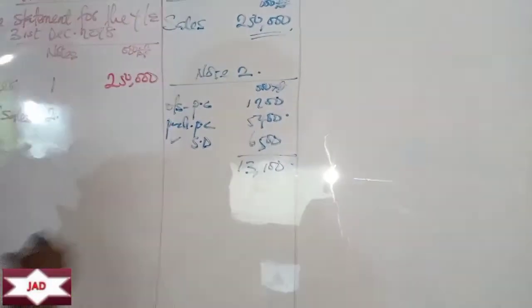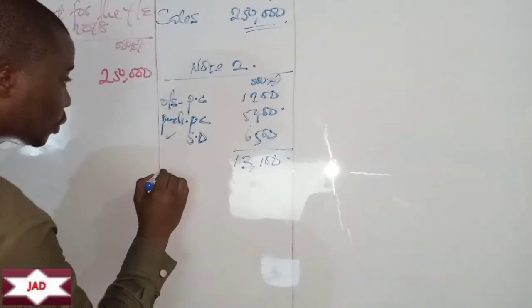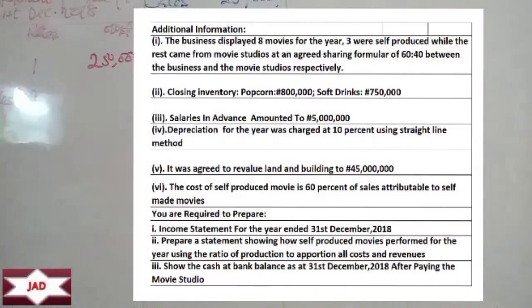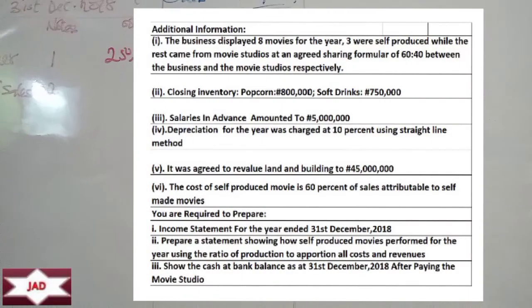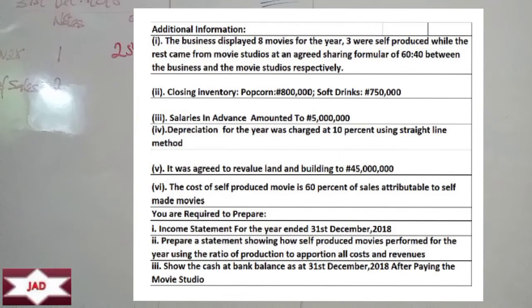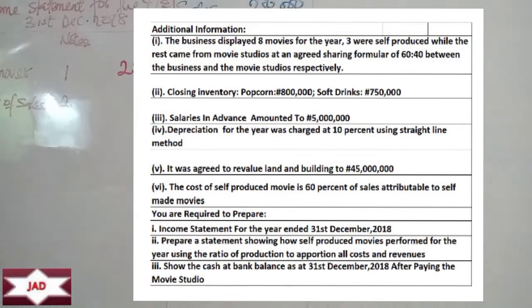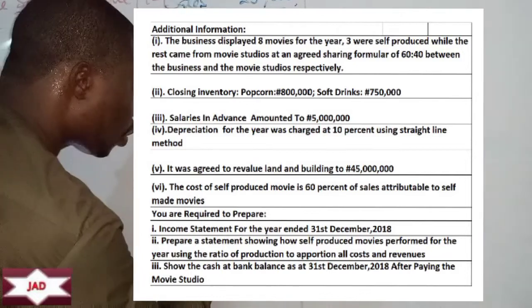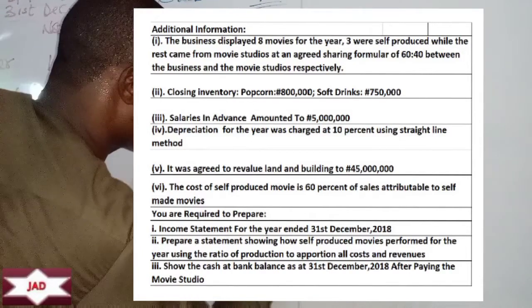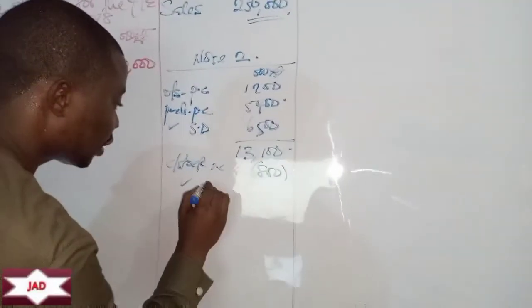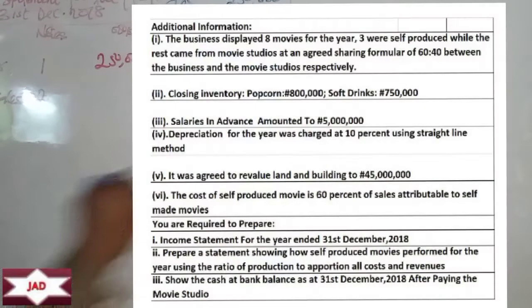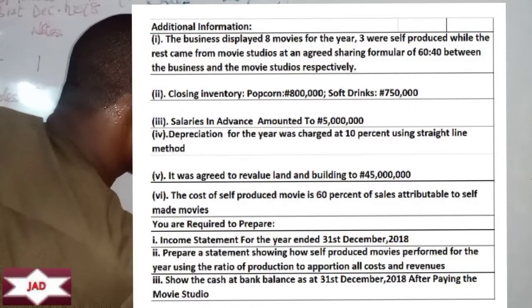13,100. So what do we do? We're going to say less closing stock, right? So what's the closing stock according to the question? The closing stock there, I can see inventory, popcorn is 800,000. So we have popcorn, 800,000. And then we have closing stock again, soft drinks. I can see 750,000. So let's take that out.